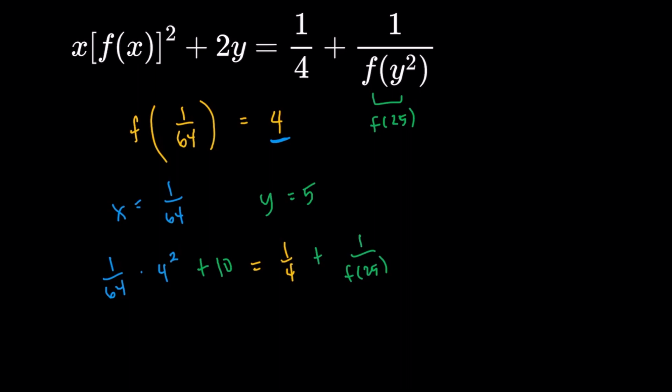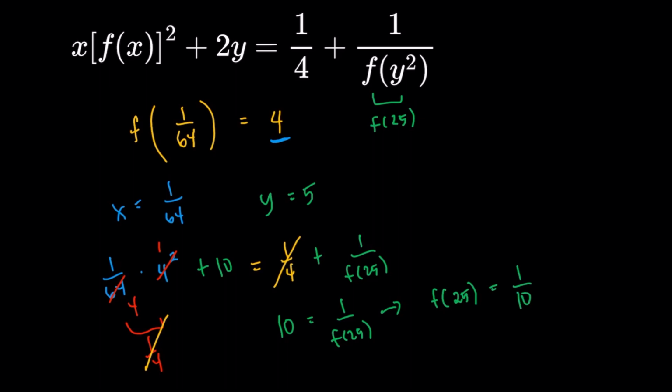All right, 4 squared is 16, so 16 and the 64 cancel nicely, giving 1 over 4. So this part becomes 1/4, but there is a 1/4 here, so that cancels out nicely. So what remains is just 10 is equal to 1 over f of 25. So f of 25, we will be able to get this to be 1 over 10. And this will be our final answer.